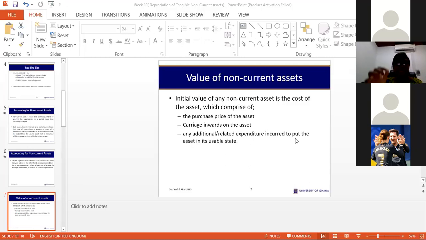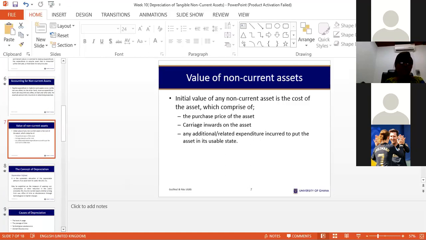So again, take note of these three. For purposes of your multiple choice, it's possible some questions may pop up asking what comprises the cost of a non-current asset, and you may have this, that, and an odd one. You must be able to know that. So please take note of that. When it comes to the theory aspects, sometimes these are the basic things.